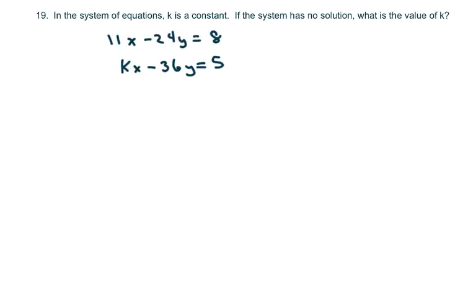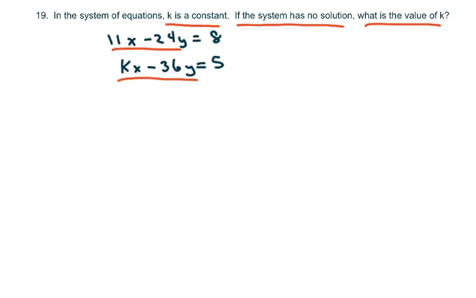In this system of equations, k is a constant, and it says the system has no solution. So what's k? Remember, if a system has no solution, it means the lines are parallel. So these have to be the same slope.